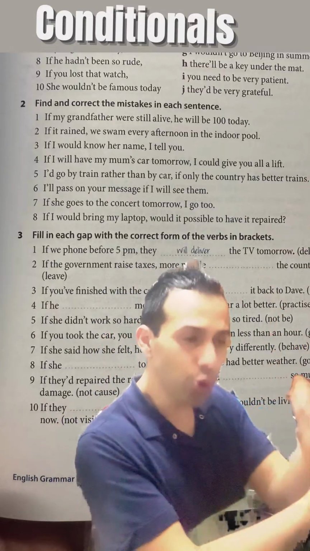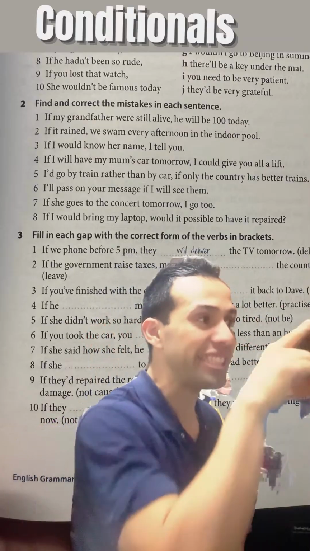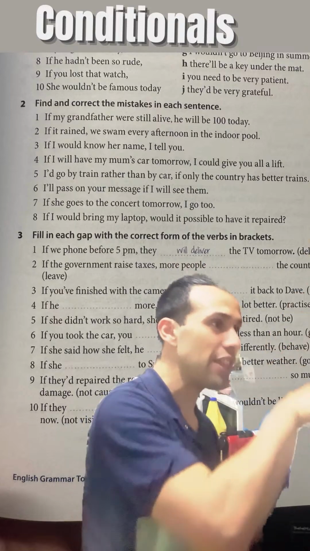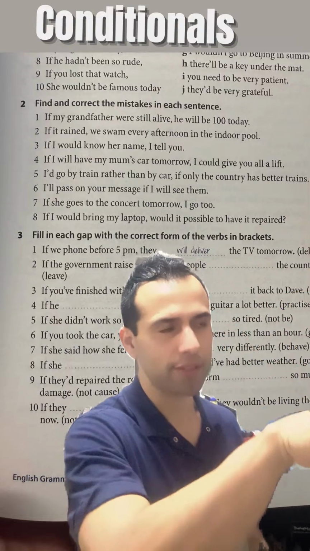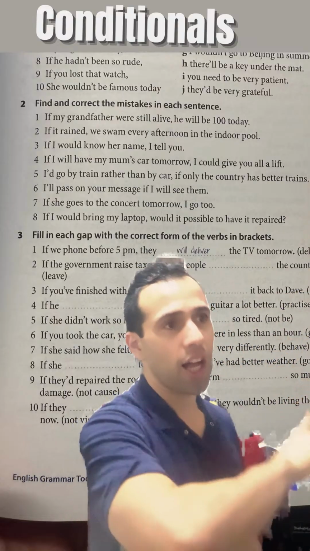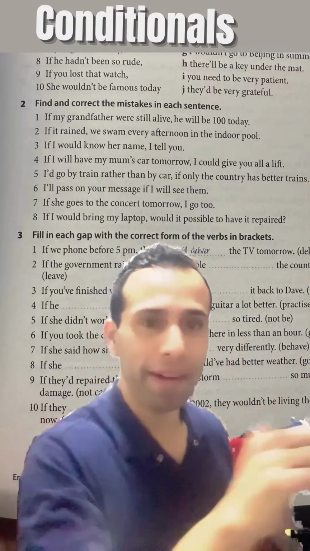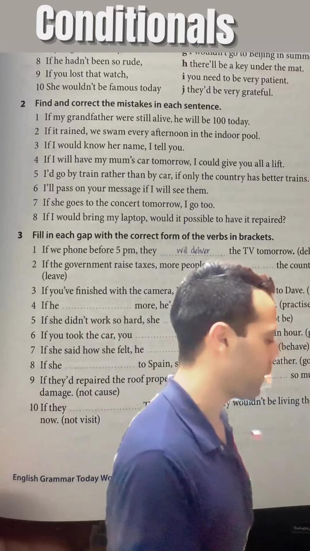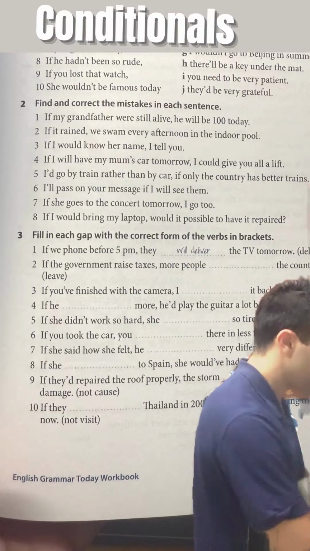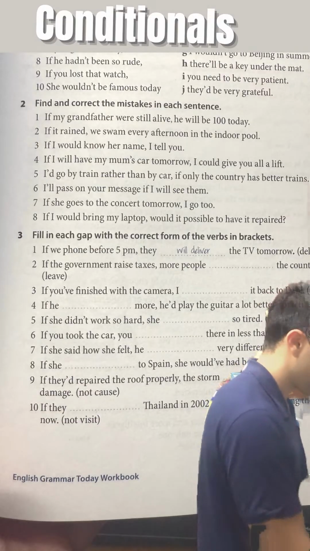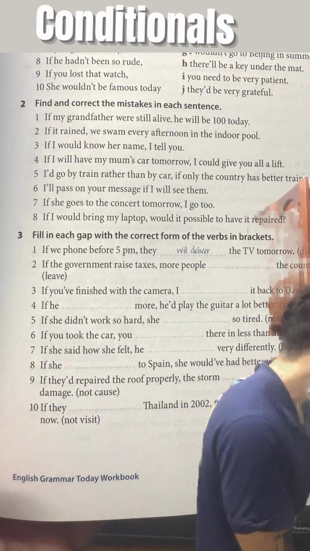If I see you, if I see them, in this case, if I see them, right? If I see them, and that see, in that case, refers to the future, not to the present. If I see them, I'll pass on your message. I will pass on your message. Okay? So I will do something if something else happens. That's a first conditional sentence.